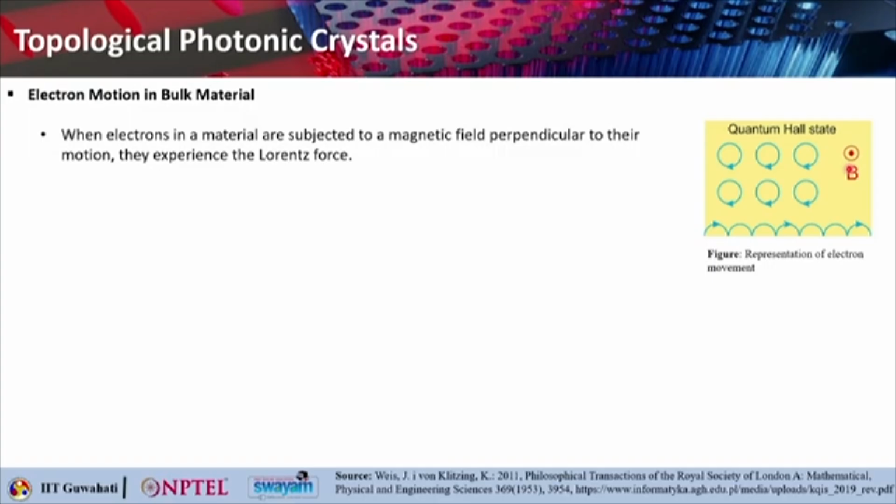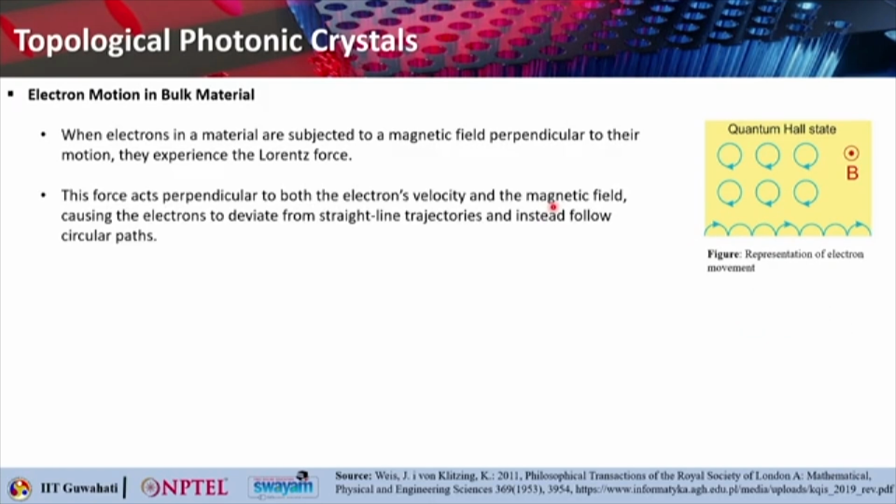So, we all have understood the quantum Hall effect in our BTech or school days, the fundamentals of it. So, here is how the motion occurs and leads to this unique boundary-dependent behavior. This is what we will be discussing here. When the electrons in a material are subjected to a magnetic field which is perpendicular to their motion, they experience the Lorentz force. So, this is how they are forced to follow a circular path.